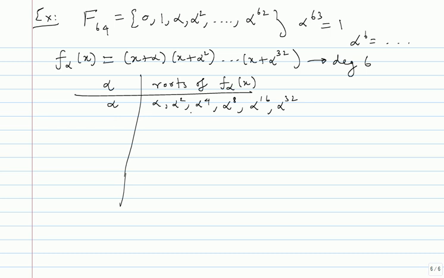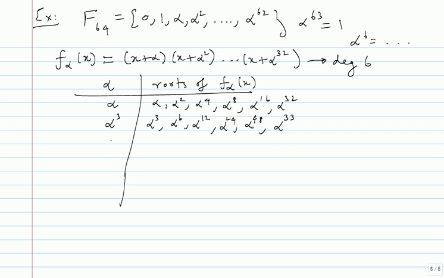The next thing I have to worry about is alpha power 3, right? I don't have to worry about alpha squared, because I know already what its minimal polynomial roots will be. So I'll do alpha power 3. The only thing you need is alpha power 63 is 1. So alpha power 6, alpha power 12, alpha power 24, alpha power 48, then alpha power 96. 96 is the same as 33. I can stop there.